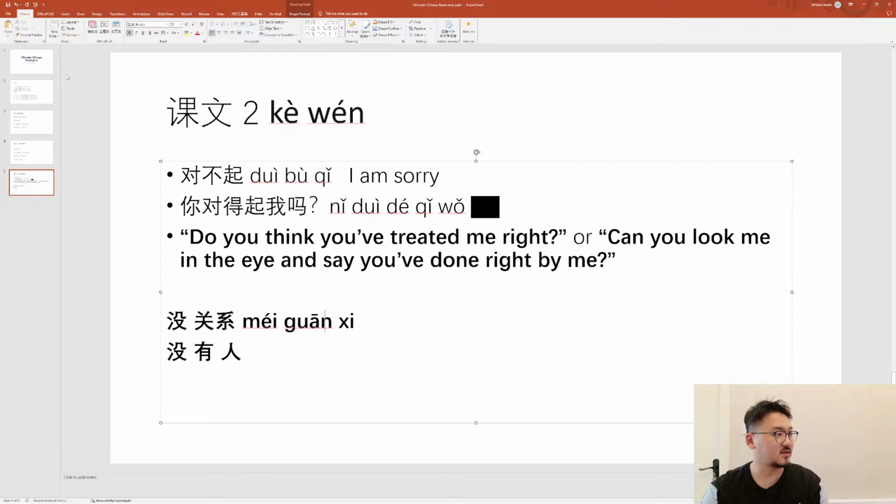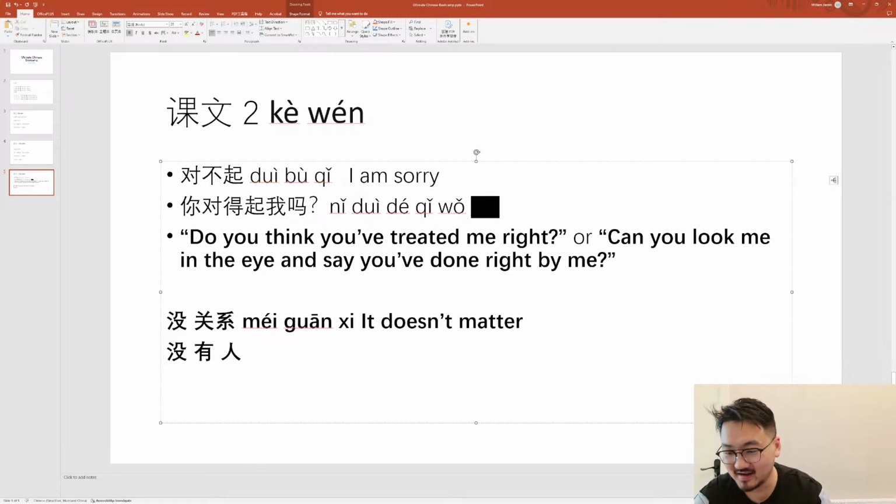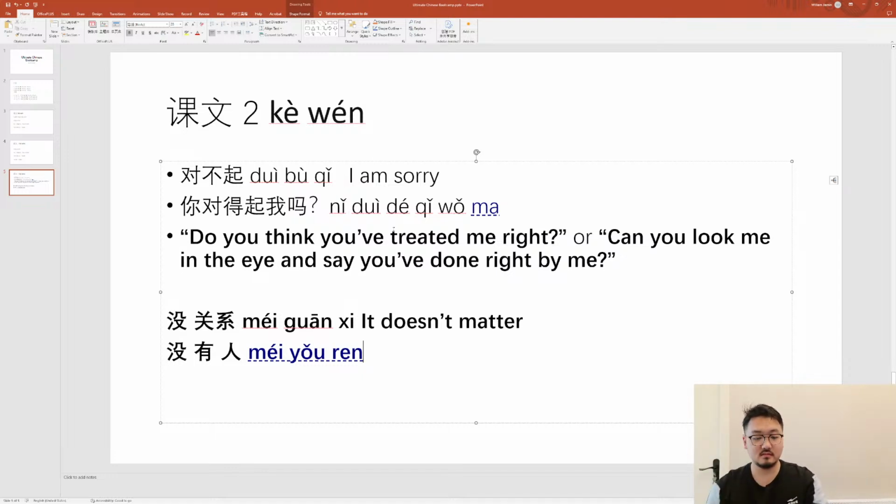So let me write it down for you folks. 没关系, it doesn't matter. And of course, 没有人. Let me use the pinyin tones to actually input. 没, second tone. 有, third tone. 人. 没有人. Really simple. It means no one. Okay, really simple. No one. 没有人.